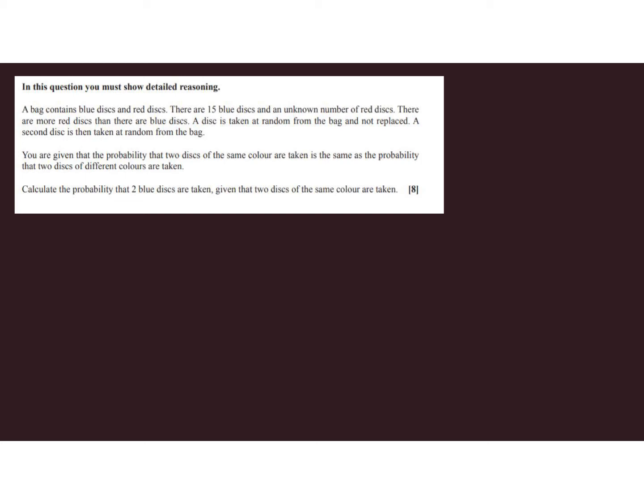A bag contains blue discs and red discs. There are 15 blue discs and an unknown number of red discs. There are more red discs than there are blue discs. A disc is taken at random from the bag and not replaced. A second disc is taken at random from the bag. You are given that the probability that two discs of the same colour are taken is the same as the probability that two discs of different colours are taken. Calculate the probability that two blue discs are taken, given that we know two discs of the same colour are taken.